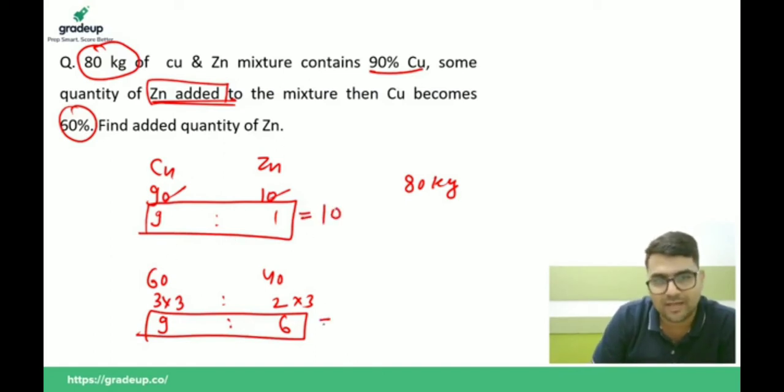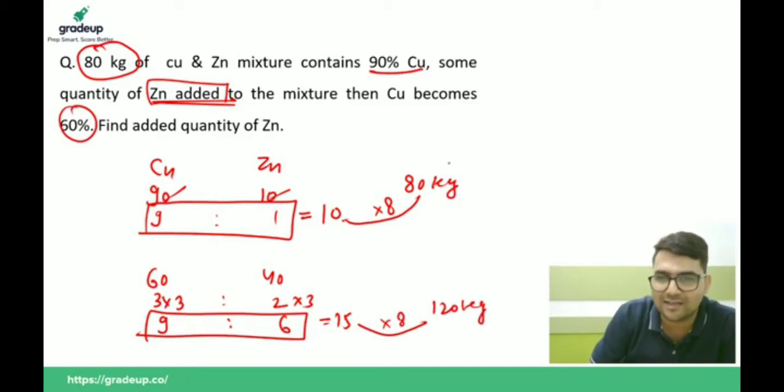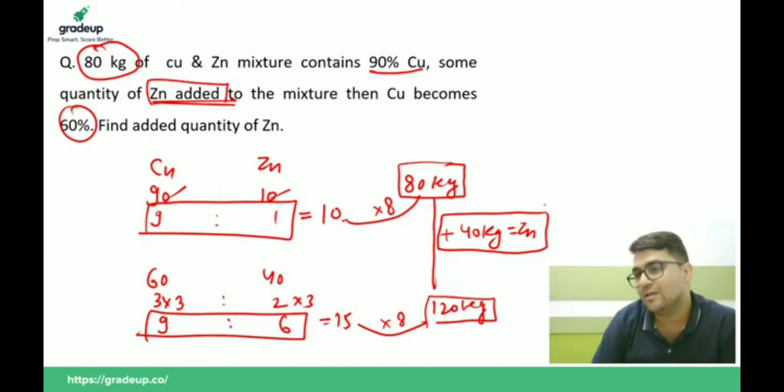9:1:10, 9:6:15. 10 is equal to 80. Then 1 will be equal to 8. Then 15 will be equal to 120 kg. Initially the mixture is 80 kg. Now the mixture is 120 kg. Then the mixture has increased by 40 kg. It is just because of zinc. So guys, this is the best method to solve this type of question.